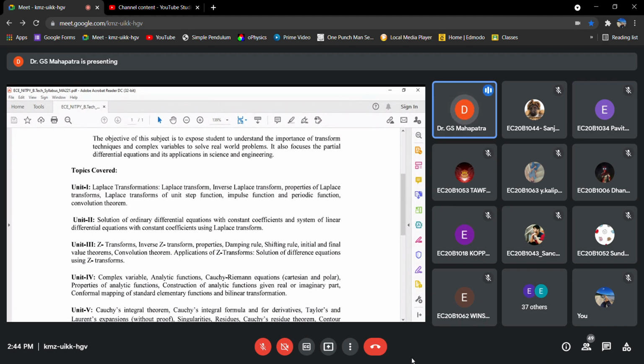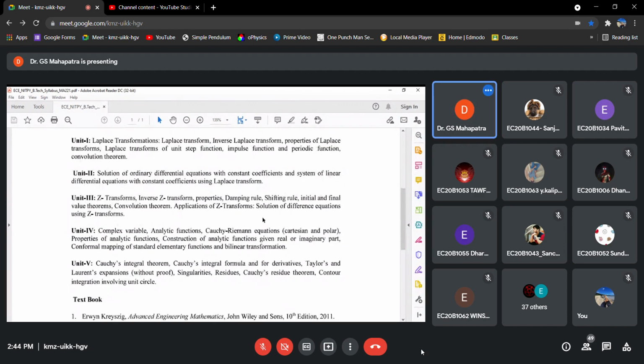Now unit 3. Unit 3 is Z transformation. So far you have studied Laplace transformation and Fourier transformations. We have not studied them in detail now, but for both transformations the domain is continuous.